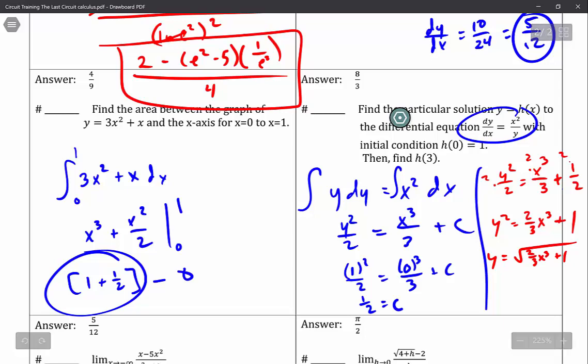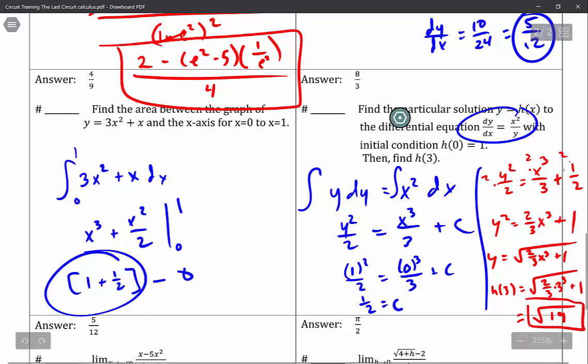And then to get h of 3, that means we're going to plug in 3. So square root of 2/3 times 3 cubed plus 1. 3 cubed is 27, but divided by 3 goes back to 9. 9 times 2 is 18. 18 plus 1 is 19. So square root of 19.